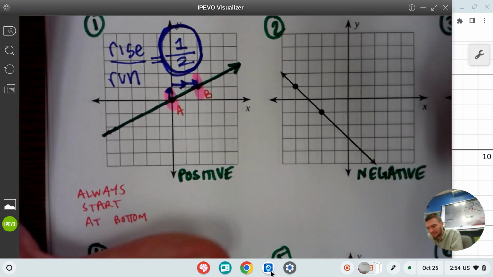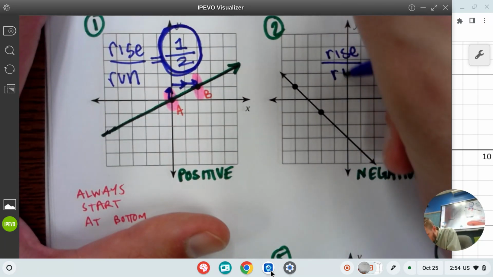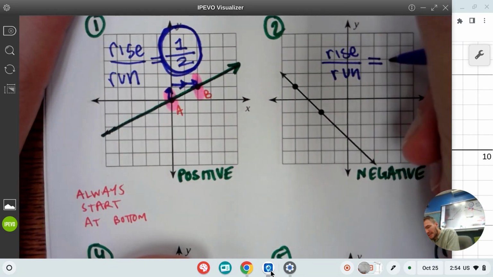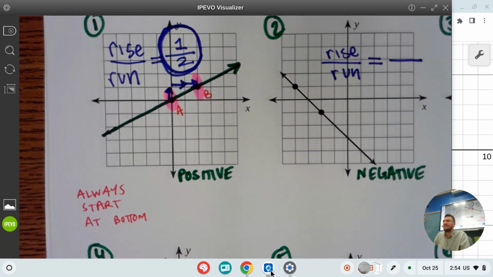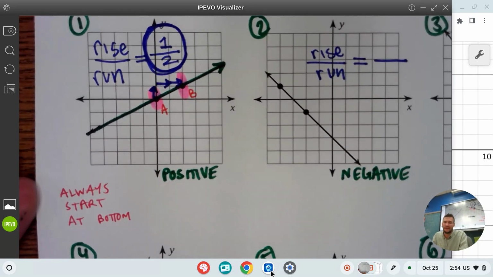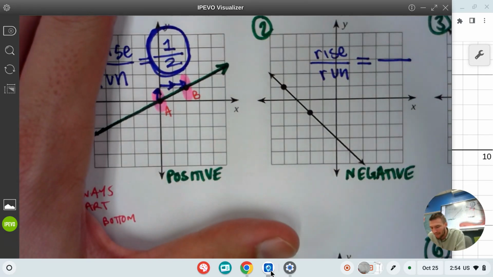Okay? Let's try number 2. We're going to need rise over run. You are going to hear your teacher say rise over run another 765 times. I got bad news for you. Rise over run, rise over run, rise over run. So you better be ready. Rise over run, because it's going to happen a whole lot. Rise over run. How much do we have to rise?